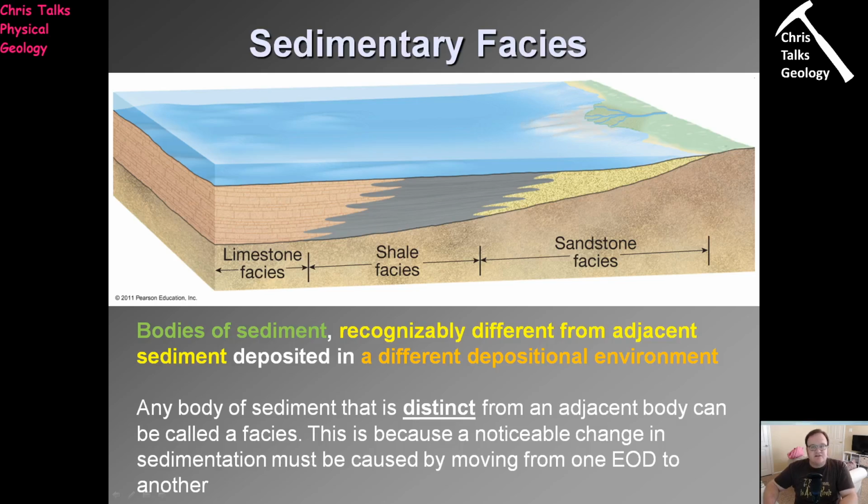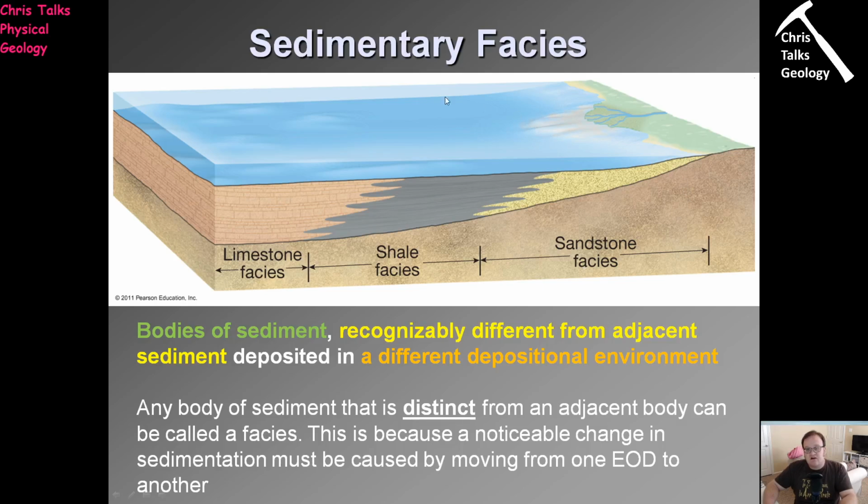Here we go. So, what you've noticed is that for every one of these environments of deposition, we have different sediments. The size of the sediment is changing, the makeup of the sediment is changing, the types of fossils we get in the sediment are changing, and the sedimentary structures that we get in the sediment are changing. So that means that for every environment of deposition that we have, something is slightly different. It's distinct in some way.